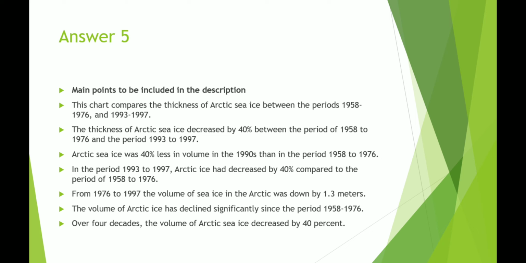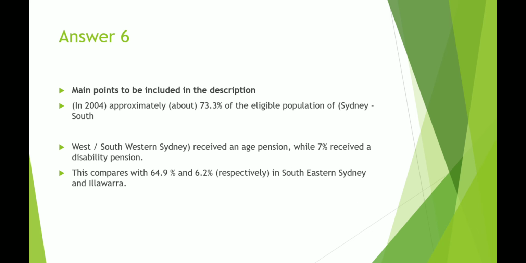Alright, moving to the last answer here. Main points to be included in the description. In 2004, approximately 73.3% of the eligible population of Western Sydney received an age pension, while 7% received a disability pension. This compares with 64.9% and 6.2% respectively in Southeastern Sydney and Illawarra.